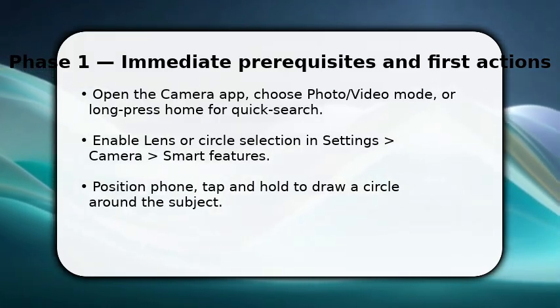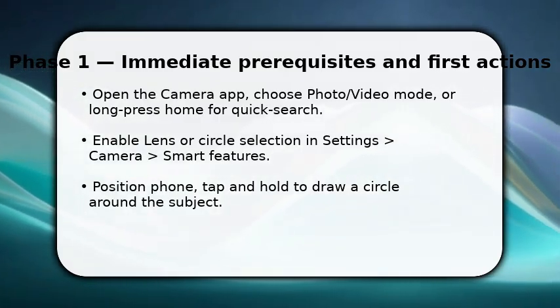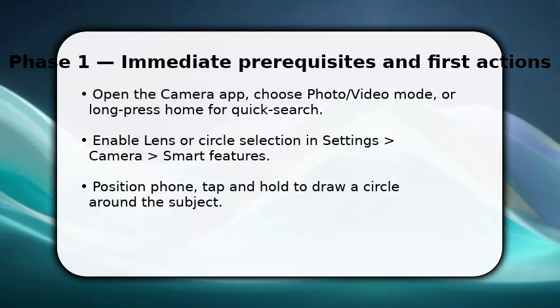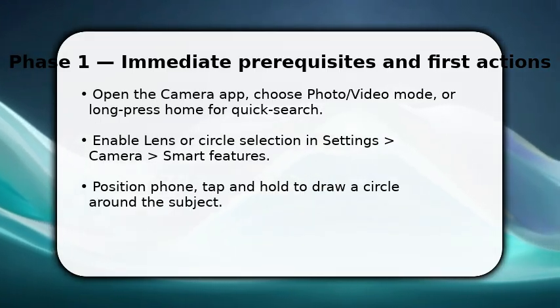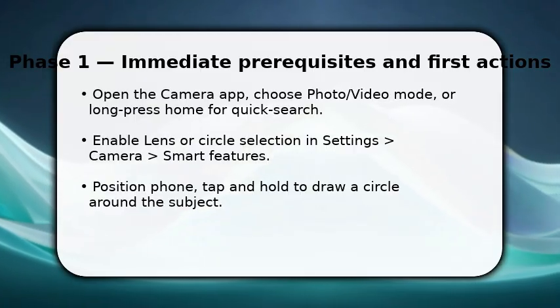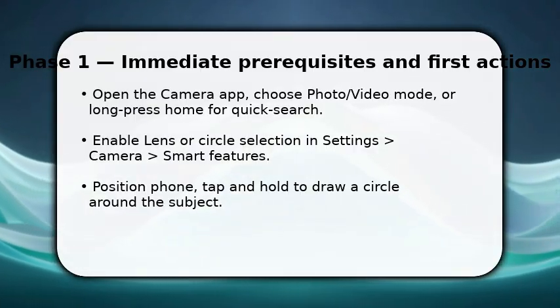Draw a circle with your finger to select the area. This selects the region for recognition. Why? Because focusing the selection improves accuracy and reduces background noise, so results are faster and more relevant.